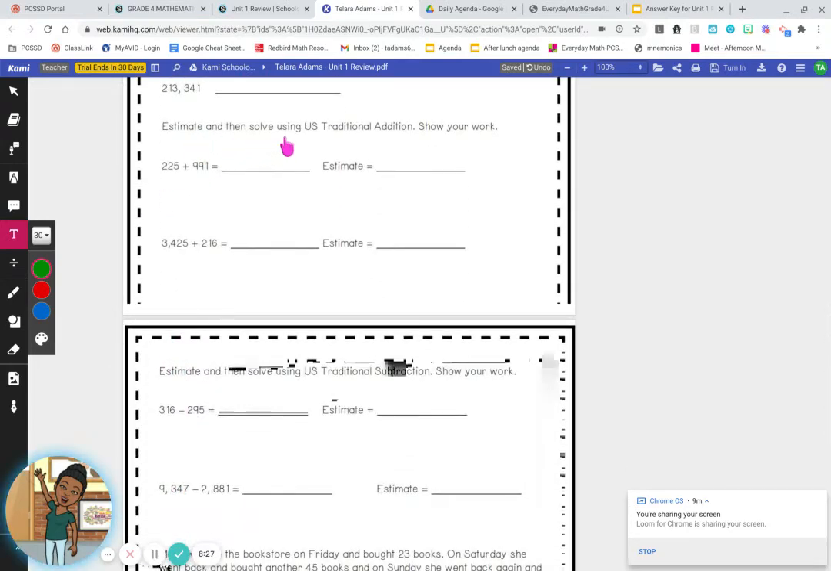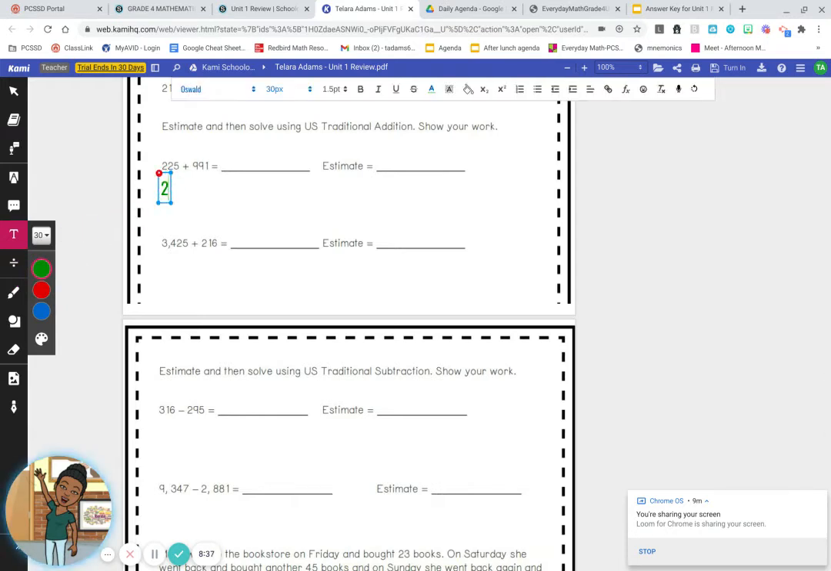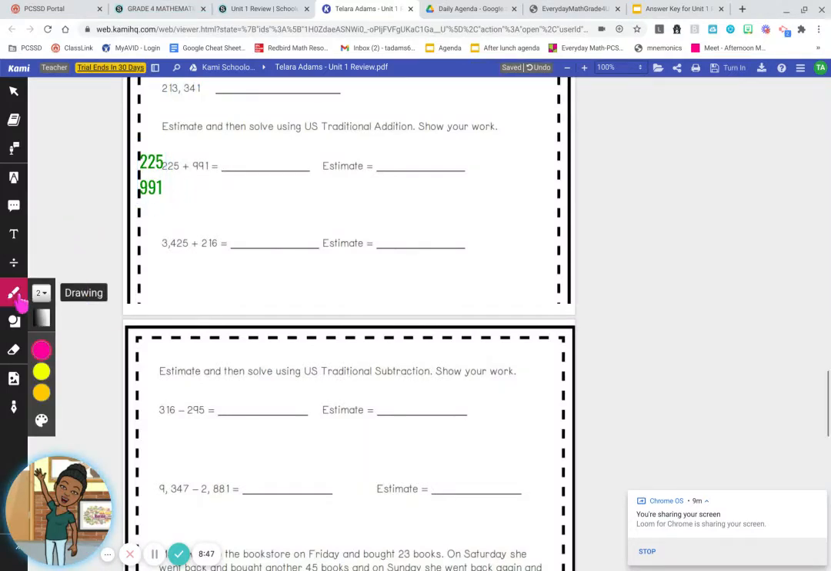Estimate and then solve using U.S. traditional addition. And here we're going to show our work. What I mean by showing your work is show me how you are lining up your digits. So if you're adding 225 plus 991, show your work. Line up your digits. Use your drawing tool as your equal sign and your plus.